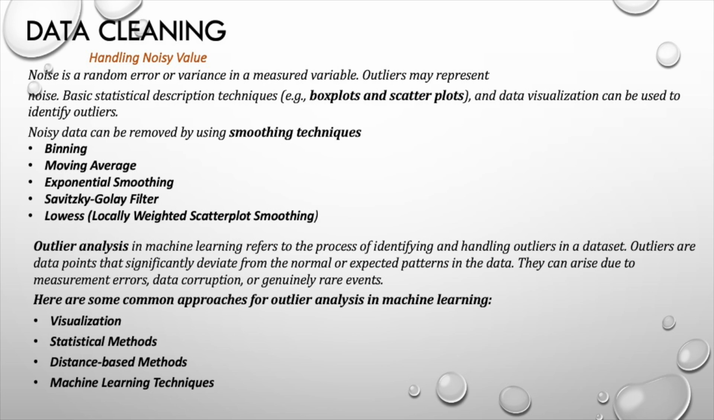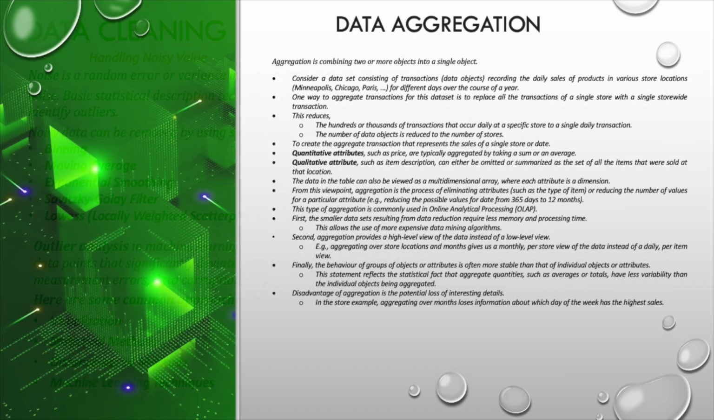Data aggregation. Aggregation is combining two or more objects into a single object. Consider a dataset consisting of transactions, data objects, recording the daily sales of products in various store locations, Minneapolis, Chicago, Paris, for different days over the course of a year. One way to aggregate transactions for this dataset is to replace all the transactions of a single store with a single store-wide transaction. This reduces hundreds or thousands of transactions that occur daily at a specific store to a single daily transaction. The number of data objects is reduced to the number of stores.